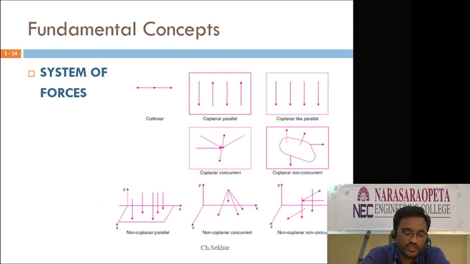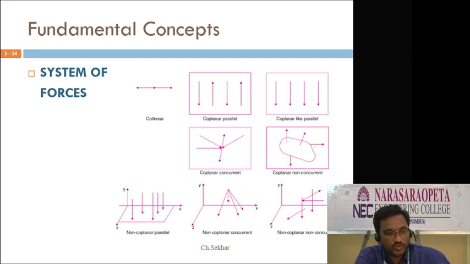These parallel force systems are again divided into two types: like parallel force system and unlike parallel force system. Like parallel force system means two or more forces acting on a single plane, with lines of action parallel to each other and directed in only one direction. Here, there are four forces in the downward direction. That's like parallel. If some forces are downward and some are upward, those are unlike parallel forces.